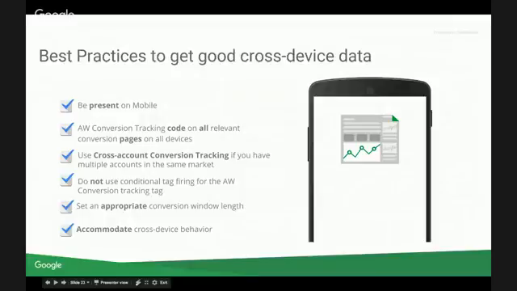Then we have another best practice, which is to set an appropriate conversion window length. It's usually good to choose a length of at least 30 days to show the longer-term value you get from multi-device users. Conversions across devices take longer on average than standard conversions. So this will also help you discover more upper funnel keywords that tend to start as a mobile click and later convert on another device.